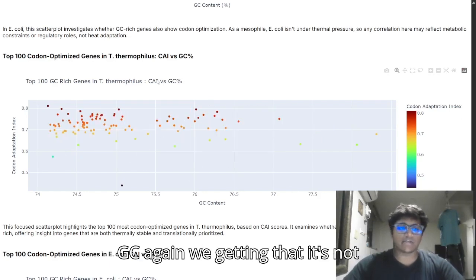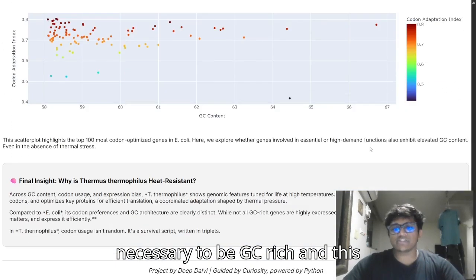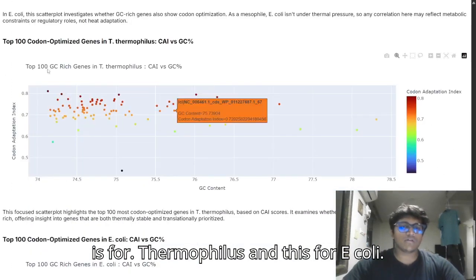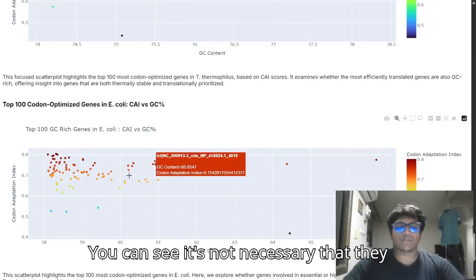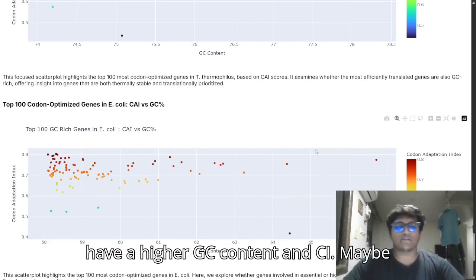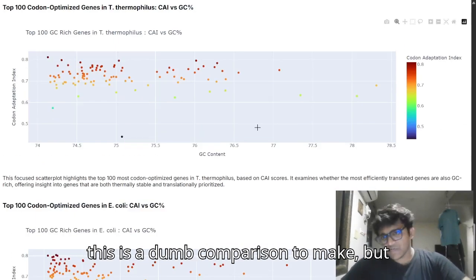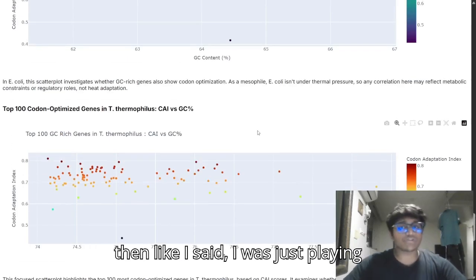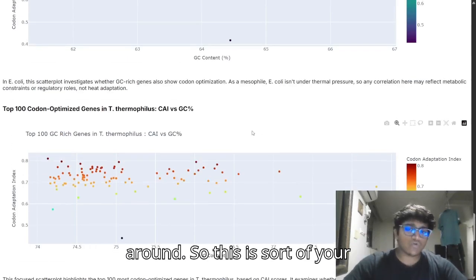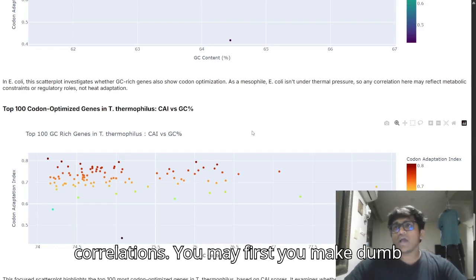Again, we're getting that it's not necessary to be GC rich. This is for Thermophilus and this is for E. coli. You can see it's not necessary that they have a higher GC content and CI. Maybe this is a dumb comparison to make, but like I said, I was just playing around. So this is sort of correlations.